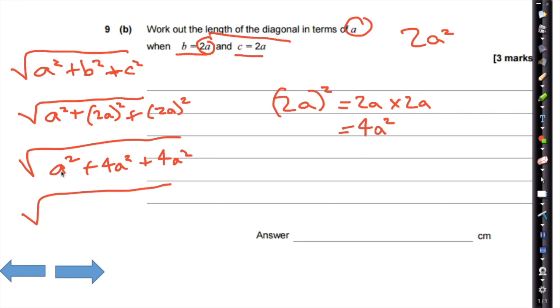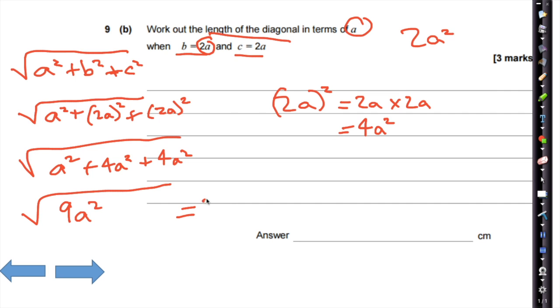Simplify that, as they all have the same endings. So not only do they end in a, but they have to end in a squared, and they all do. So we can collect the like terms: a squared plus a squared plus 4a squared plus 4a squared plus a squared. 4 plus 4 plus 1 is 9a squared. So the square root of 9a squared, you might be able to recognize that is a square number.